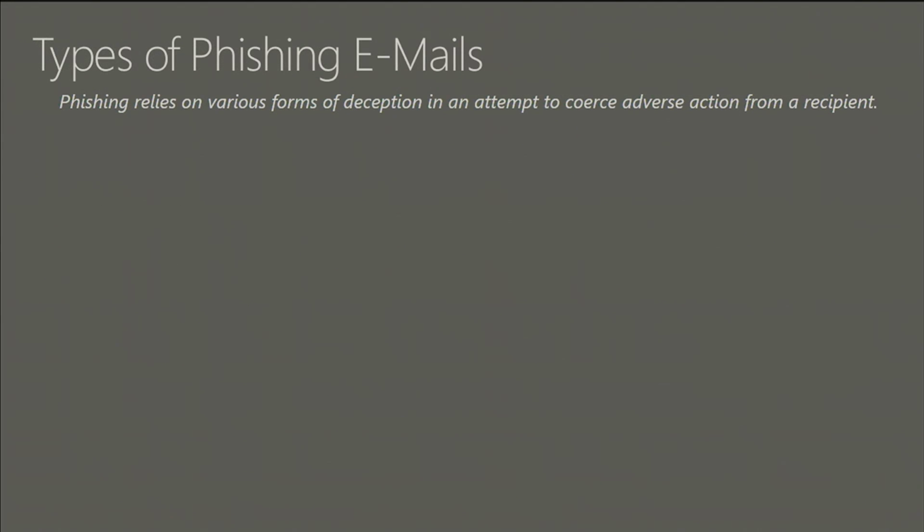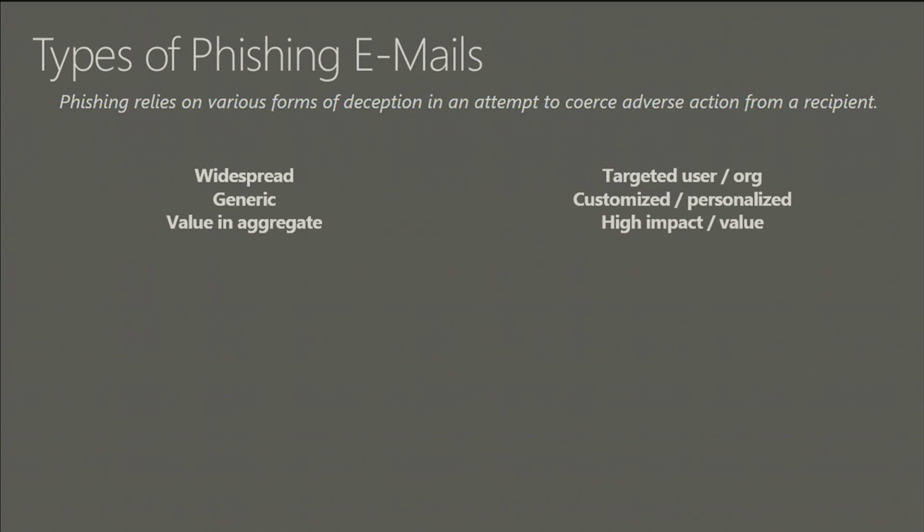Let's start talking about phish. So phishing relies on various forms of deception to get the recipient of a message to take some action that's really not to their benefit. And when we think about phish, we think of it on a spectrum. So we think about these more widespread generic attacks where there's value in aggregating signals across Office 365. And then we think about more targeted, customized, very sophisticated attacks that have high impact to the recipient, but where we're not really going to see a lot of aggregation there. So I'm going to walk you really quickly through 4 different types of phish, and then we're going to double-click on one of them in particular.